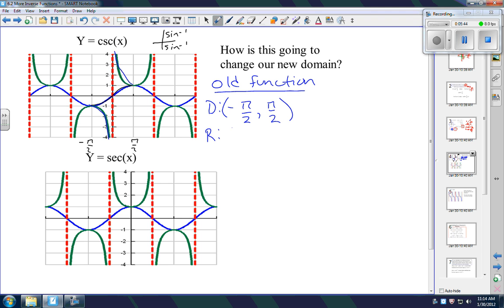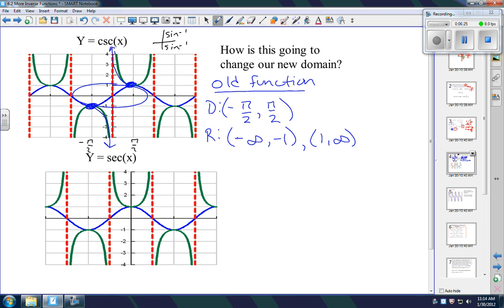The range of this guy is basically everything except this gap here in the middle. So the lowest value this thing will ever get is from this negative 1 coming all the way down, so negative infinity up through negative 1. The highest thing this guy will ever reach, starting at 1, and this guy takes off to positive infinity. So then we also have this guy from 1 to positive infinity.